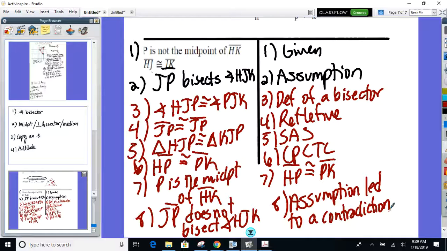And that would be the given, step 1 and step 7. It was not a midpoint. It is a midpoint. That contradicts itself. Oh, it should be. It's always one of the givens you're going to contradict, and usually it's the one that says "not" that you're going to contradict. Okay?